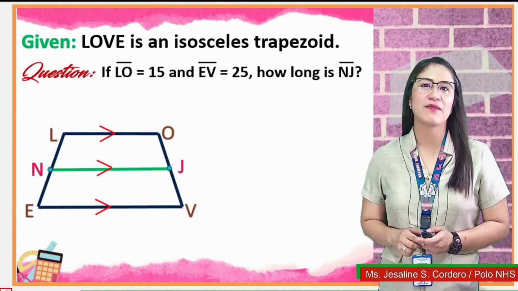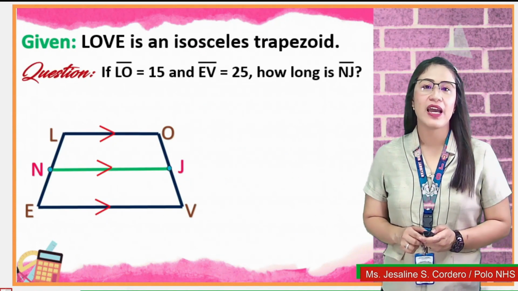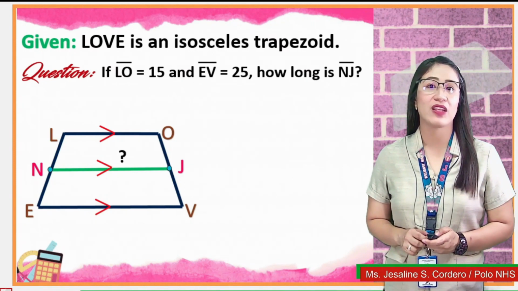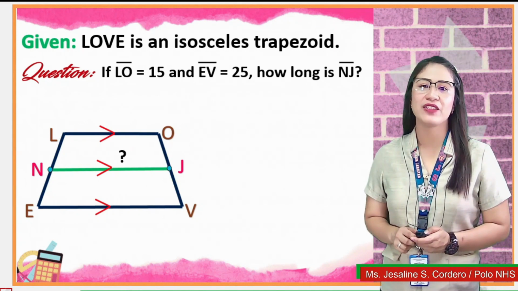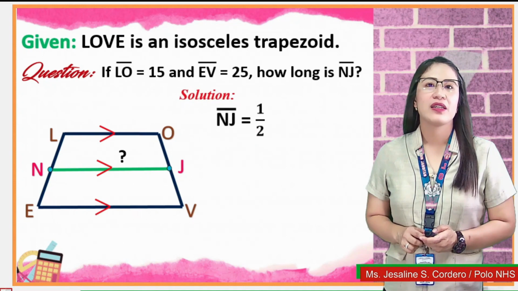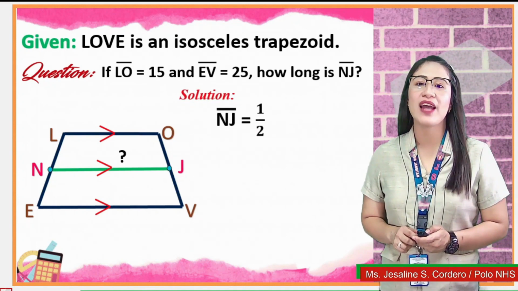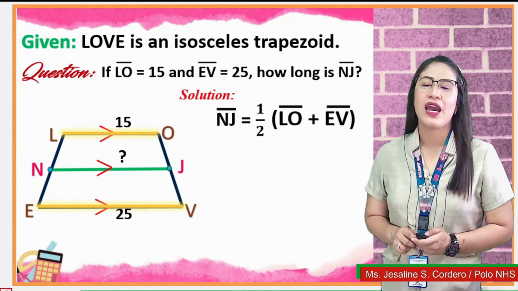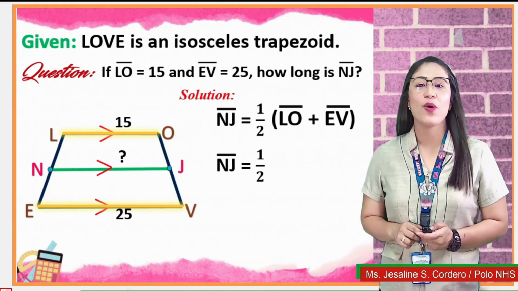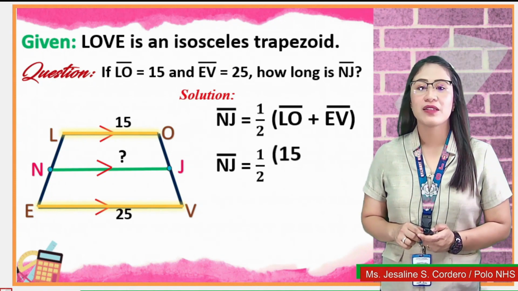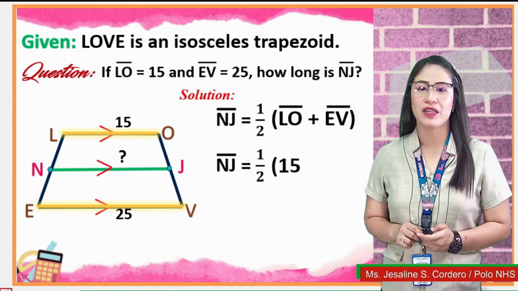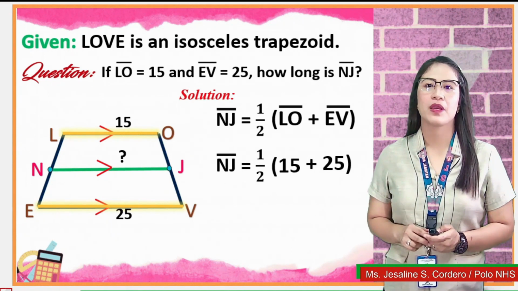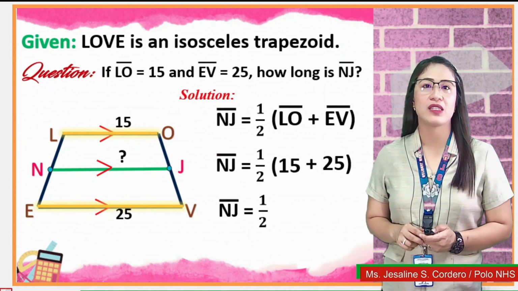If the measurement of segment LO is equal to 15 and the measurement of segment EV is 25, how long is segment NJ? Since segment NJ is the median, segment NJ is equal to 1/2 of the sum of segment LO and segment EB. Segment NJ is equal to 1/2 times the quantity segment LO, which is 15, plus segment EB, which is 25. 15 plus 25 is 40.